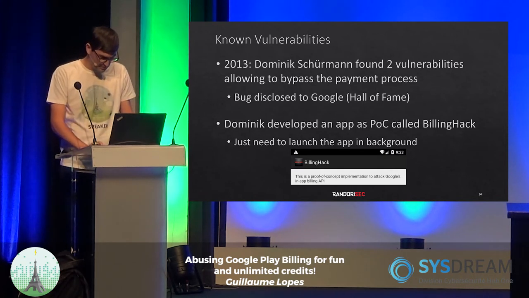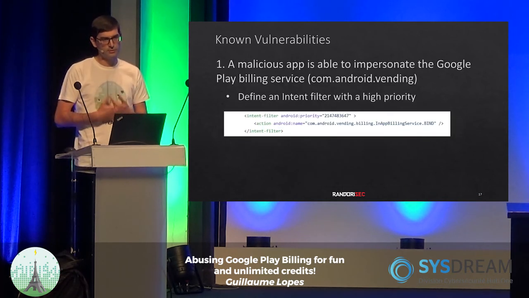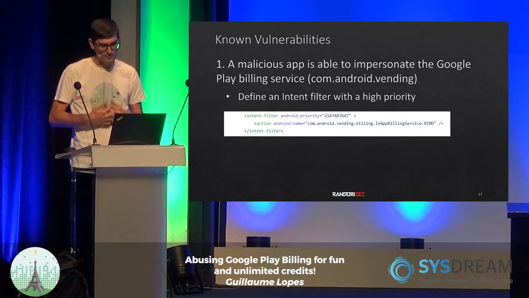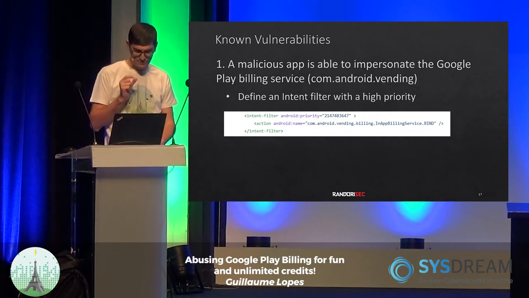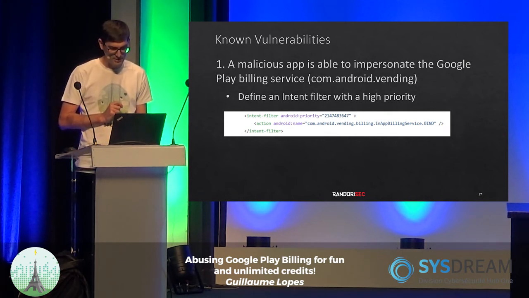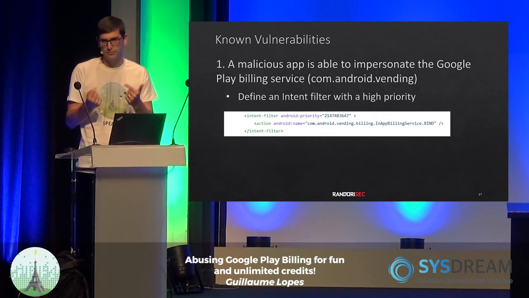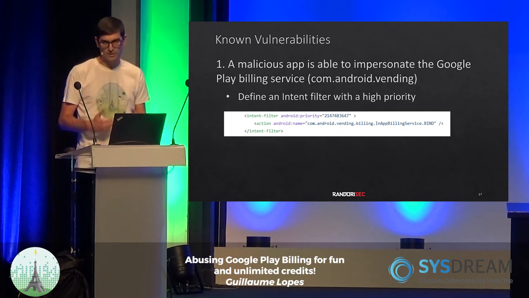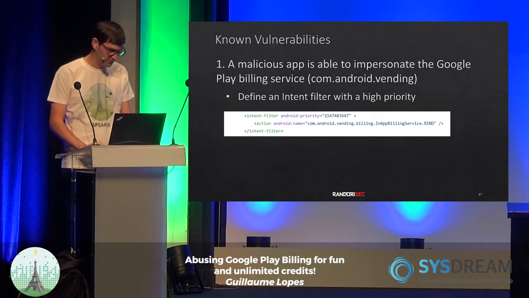So let's have a look at the first one. As I said before, to start a payment you need to send a message, which in the Android world means an intent, to the Google Play app to initiate the payment process. This time he found that if a malicious application defined in its Android manifest a specific filter for the message sent by the application with a high priority, it means you are telling the system, okay, if you send this kind of message, I want to be the first in priority to receive it and to manage it. So in fact, it means you can impersonate the Google Play app. That was the first vulnerability found.